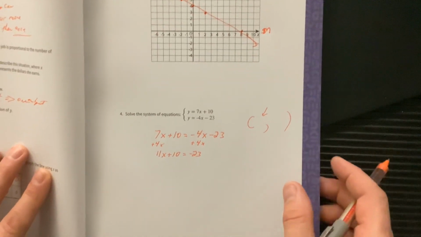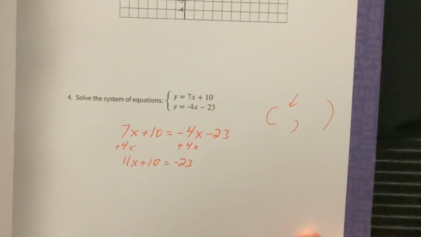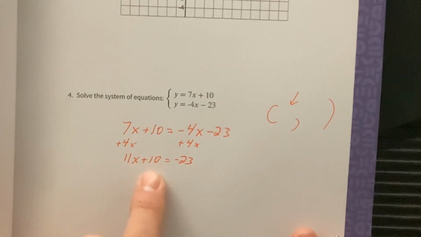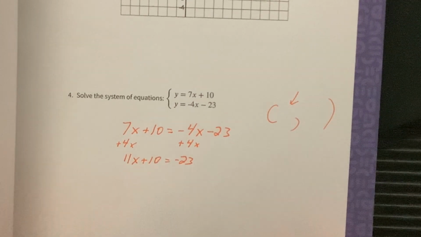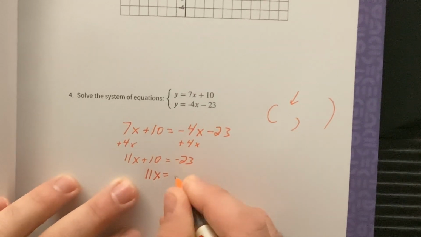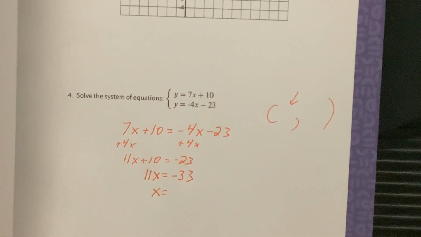All right, so question number 4. Here's where I left you after the video. So I need to get rid of a positive 10. Lucas, what's the opposite of adding 10? Subtract. Yeah, absolutely. I'm going to subtract 10 from both sides. So negative 23 minus another 10 is negative 33. Can you tell me what x is? 11 times what is negative 33?